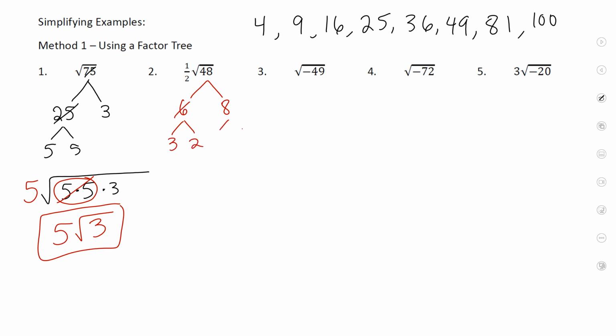Let's break down the 8. 4 and 2. Which one of these can be broken down? 4 can be broken down into 2 and 2. Okay, so we broke it down into the smallest parts. We're going to put these under the radical.